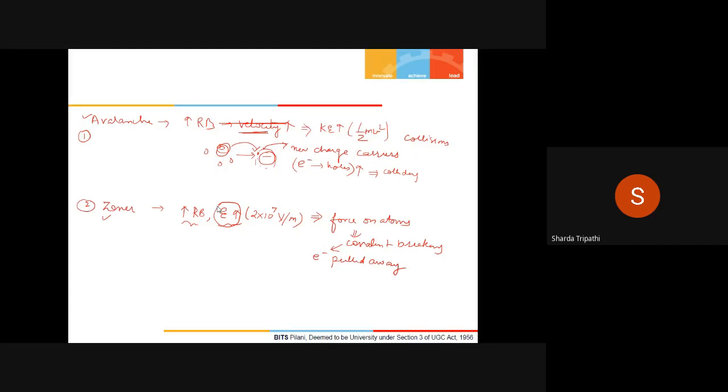Other than this also, there are several differences. I mentioned in the previous slide that both of them do not happen together. Why? Because the avalanche effect is mostly observed in diodes where the PN junction is lightly doped, whereas the Zener effect is observed in those diodes where the PN junction is heavily doped.